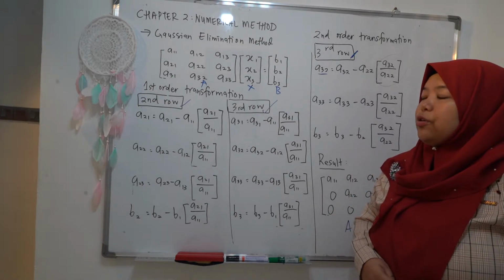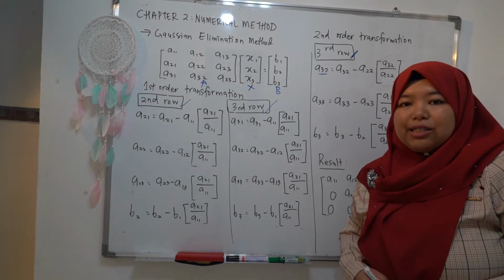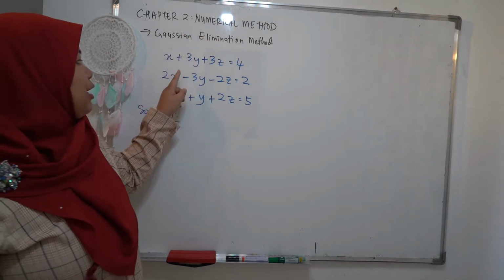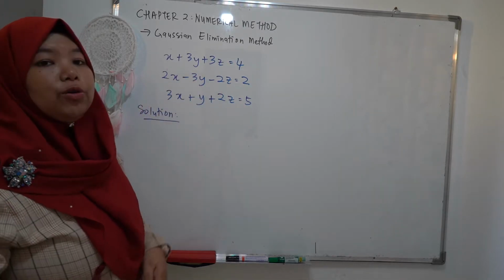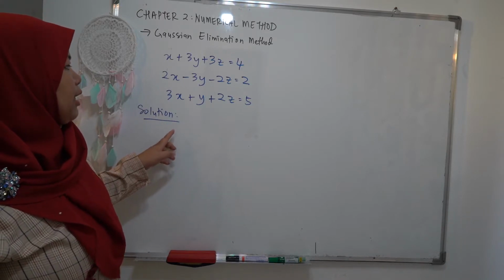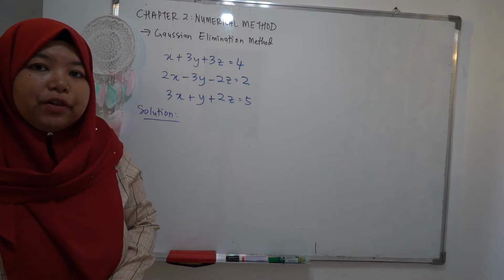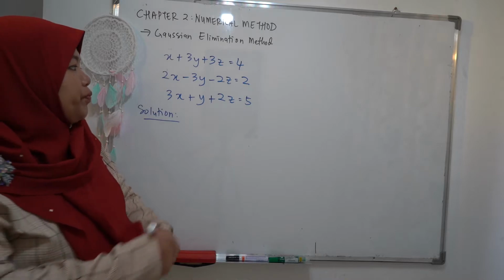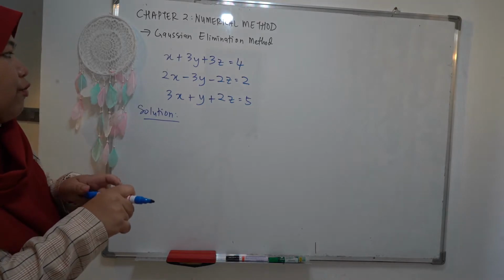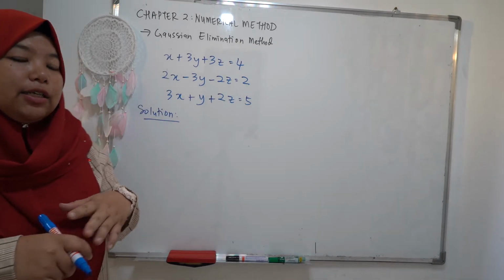So we do the example, and I will show you how to solve this equation by using the Gaussian elimination method. The equation given is x plus 3y plus 3z equals 4, and then 2x minus 3y minus 2z equals 2, and then the last equation is 3x plus y plus 2z equals 5. So first of all, we have to write it into matrices, which is Ax equals B.